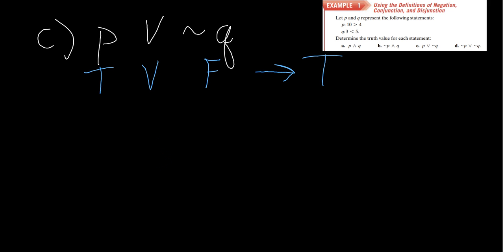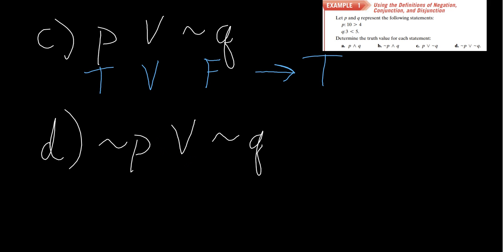And of course, we have not P or not Q. Well, not P, again, is 10 is greater than 4, not that. We know that's a false statement, so we can say false. And then or, well, not Q. Again, the same vein here. If Q is 3 is less than 5, if we said not Q, we know that's also a false statement.